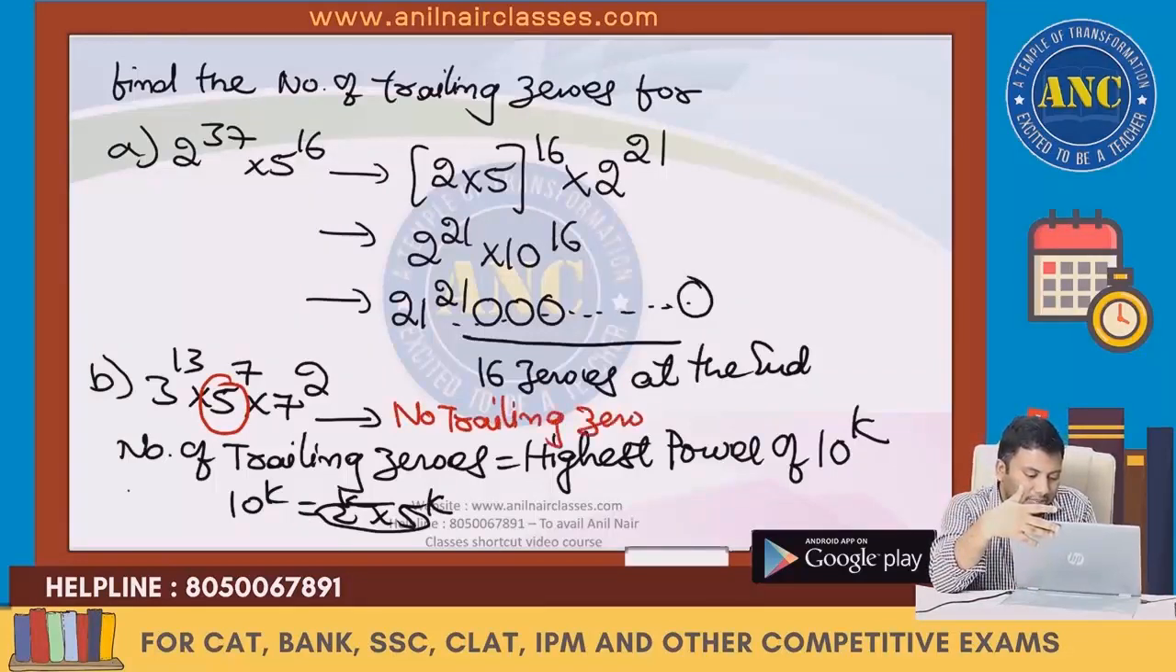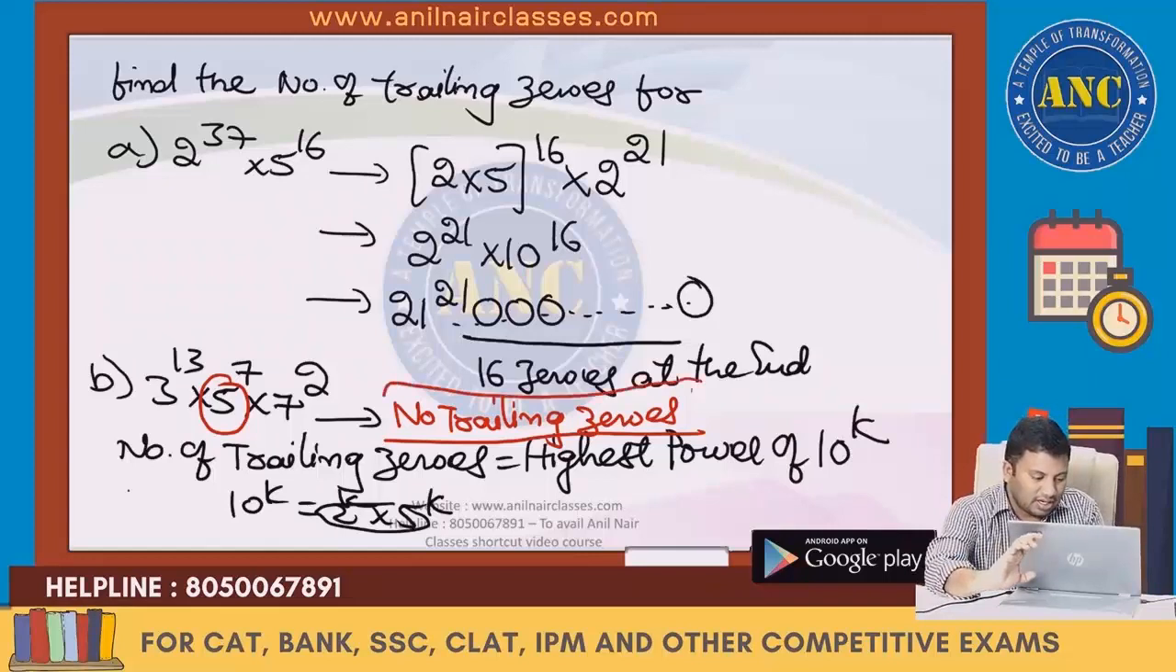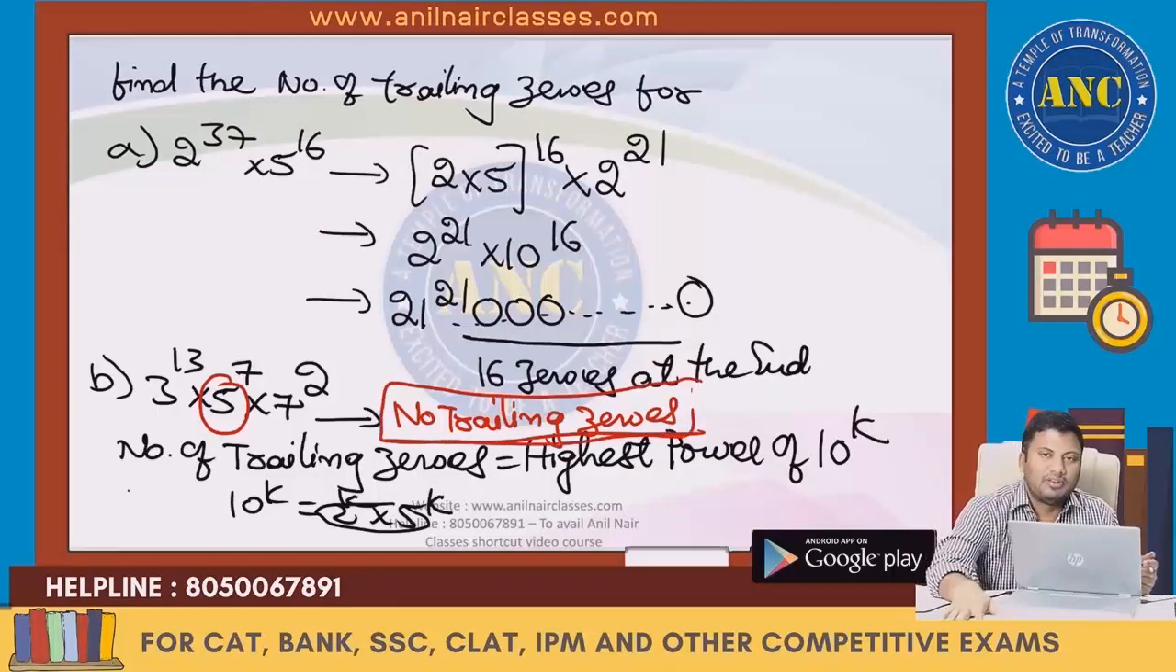I hope the concept is clear. To get the highest power of 10, we should get the highest power of 2 and 5. 2 is not there in this question. To get 10, we take the minimum power of 2 and 5. To get 100, 2 square and 5 square. To get 1000, 2 cube and 5 cube. So there are no trailing zeros, because to get a trailing zero we need a combination of 2 and 5. I hope it is clear.